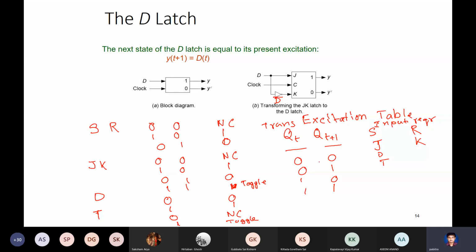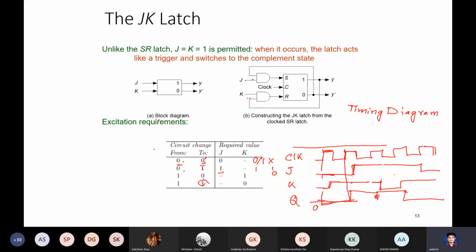So for example, this transition for SR is 0, 0, and this is 0, don't care, and so on. So you can write down. We have already written down some of these required values of J and K. So from this logic, you can write down.